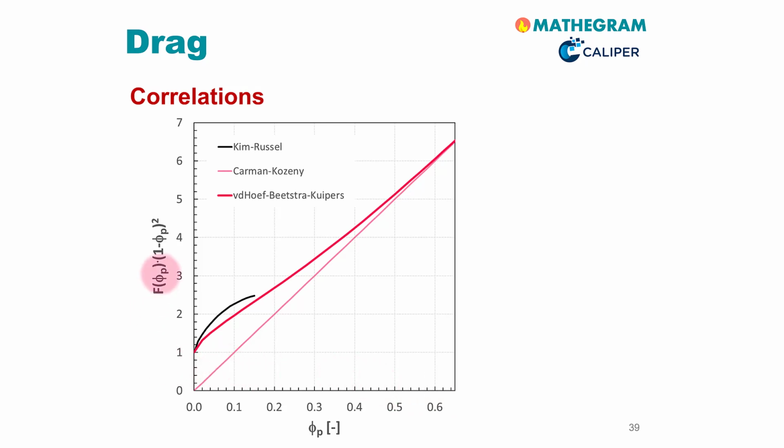If we look now at this chart here, where we plot the correction function f multiplied by (1 minus phi p) squared, so this is introduced here, and the reason for that is that the famous Kármán-Kozeny correlation would then give a straight line. If we plot this quantity versus the particle volume fraction, we will see that the Van der Hoef, Beetstra, Kuipers correlation does excellent work. It also agrees with recent very detailed simulation data, which is not shown in this graph. The Kim and Russell correlation does a good job for low particle volume fractions. And again, be very careful with the Kármán-Kozeny correlation for phi p values less than 0.5.